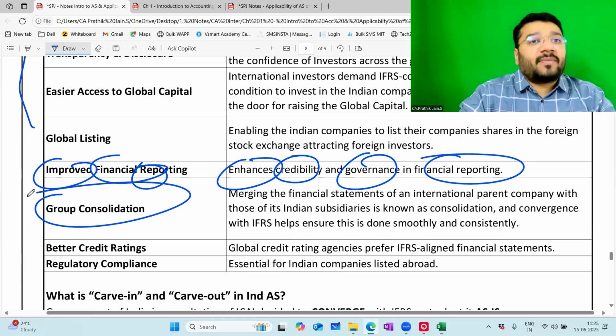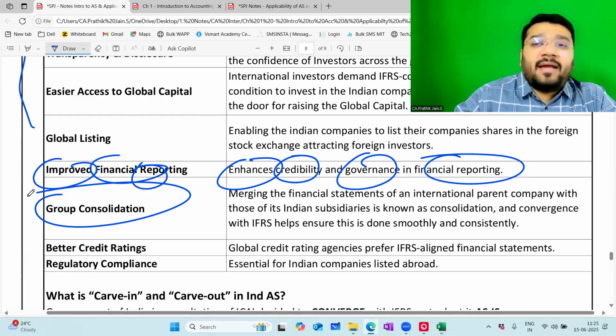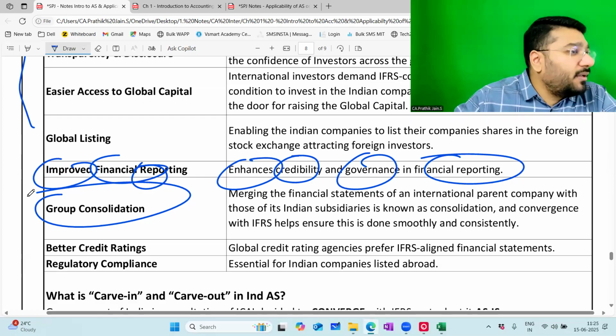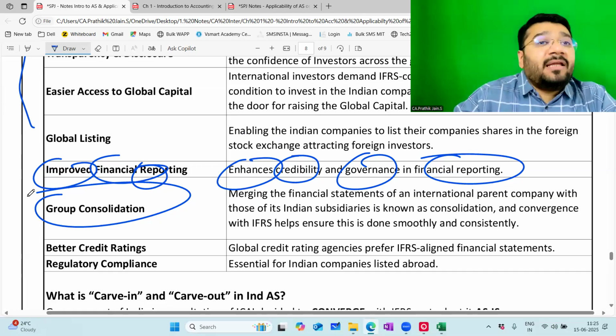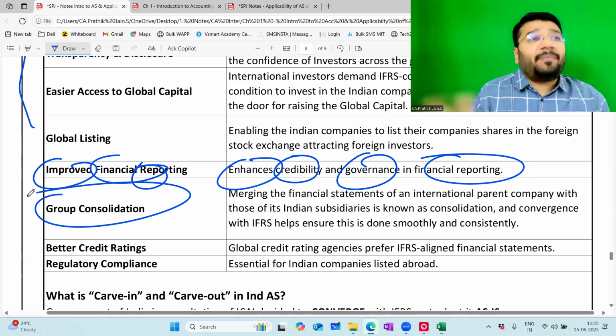Group consolidation. I have a company in India. I have a company in US, UK, Canada, Australia. Every country will prepare and give me my financial statement. So I'll get one FS from Australia, which the Australian CA will prepare. I'll get one financial statement from India. The Indian CA will prepare India. But all of them are separate, no boss.